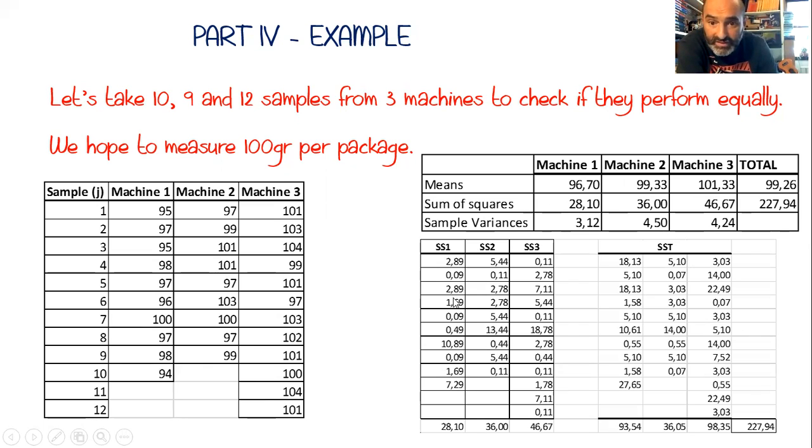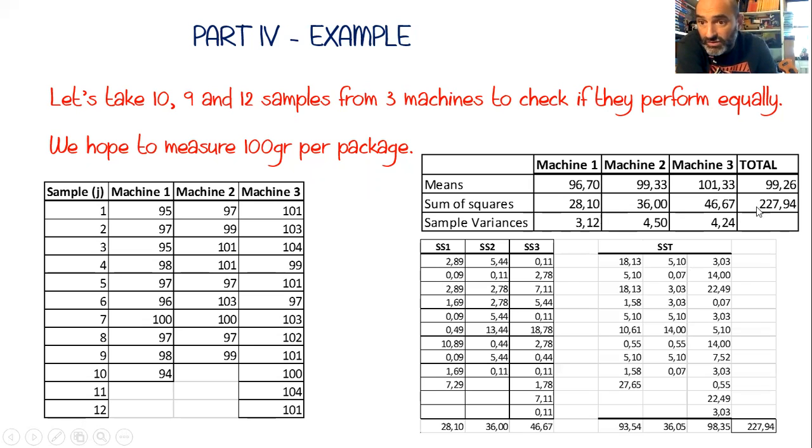Then I find the sum of squares. This is how I do it. 95 minus 96.7 squared, 97 minus 96.7 squared, and so on for sample 1. Then I sum them up. I get sum of squares 1. Then 97 minus 99.33 squared, 99 minus 99.33 squared, and so on. I do this for the second sample. I find sum of squares 2. I find sum of squares 3. Then I don't sum these up yet.